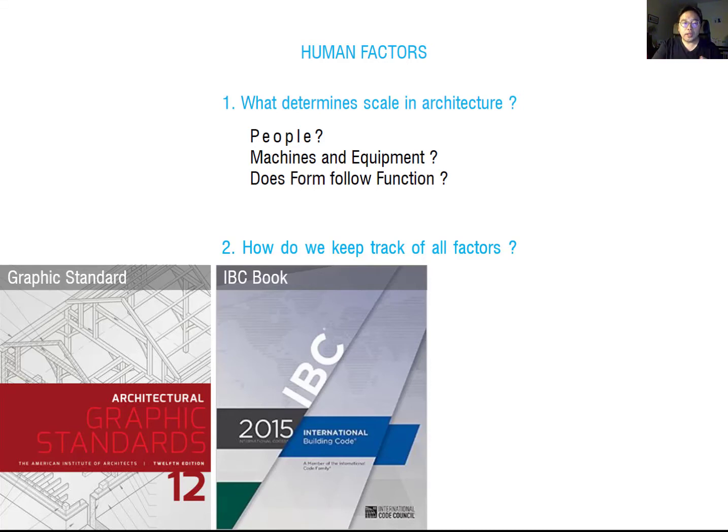You don't need to buy the IBC book because you can find this data on the website. I will introduce the IBC book more in week 3.